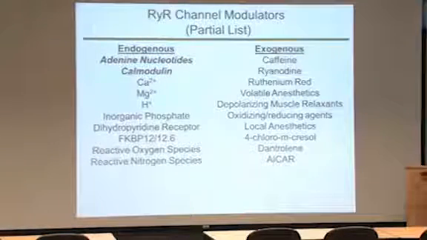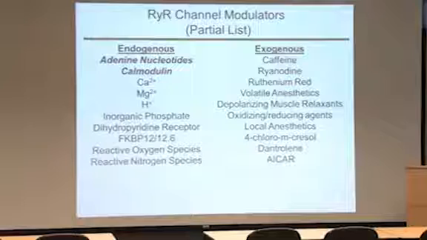Some of the regulators of the channel, there's a huge number of them. Probably not a surprise because the channel's so big. But some of the endogenous ones are adenine nucleotides and calmodulin, which I'll talk about. Calcium and magnesium I mentioned. Hydrogen. During skeletal muscle work or in cardiac ischemia, the pH drops inside the muscle. That can affect the calcium release channel, as does inorganic phosphate. You hydrolyze a lot of ATP and create phosphate. Phosphate goes up in the cell. That will have a significant impact on the channel. The dihydropyridine receptor and the FKBP I mentioned.